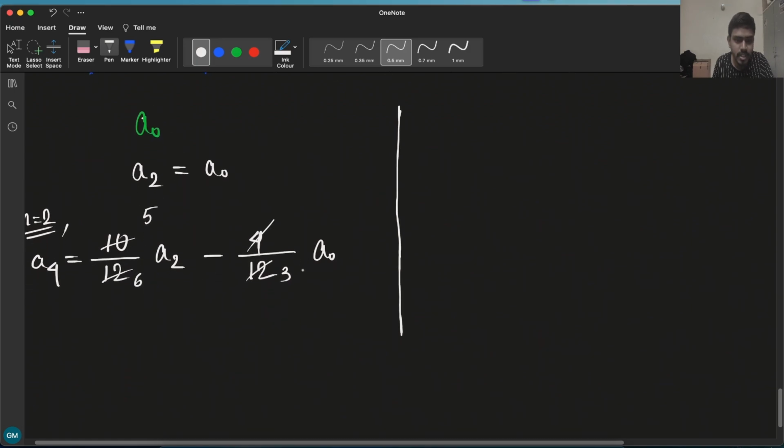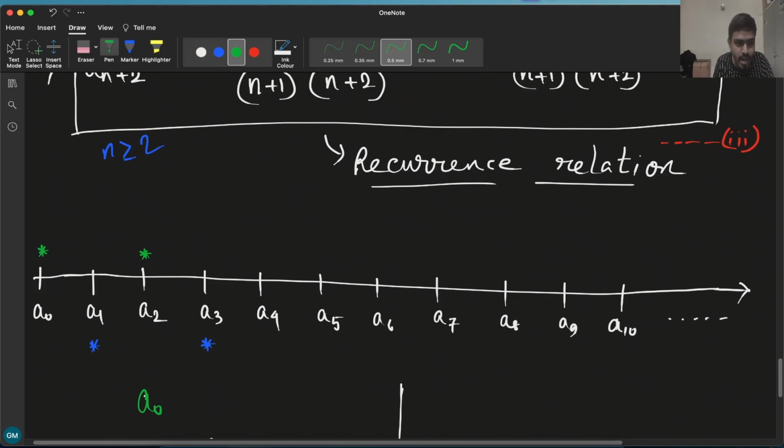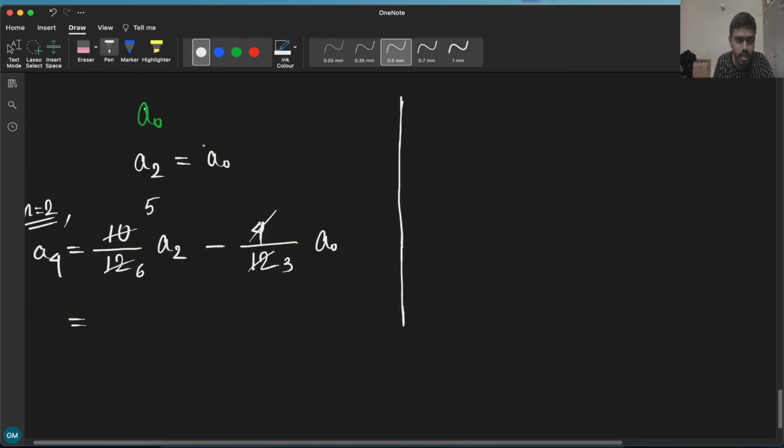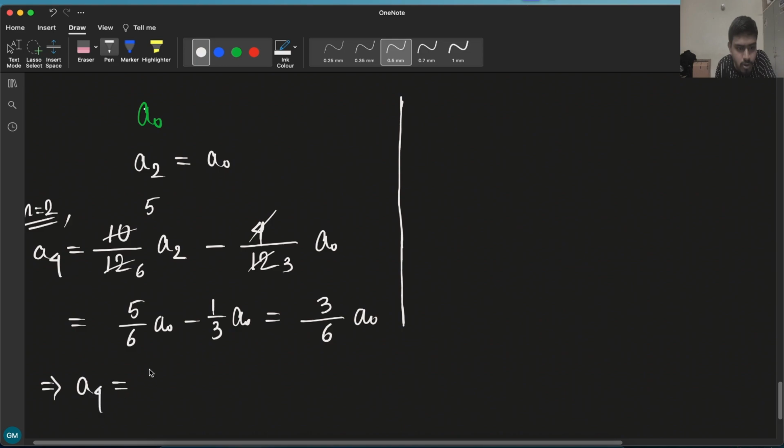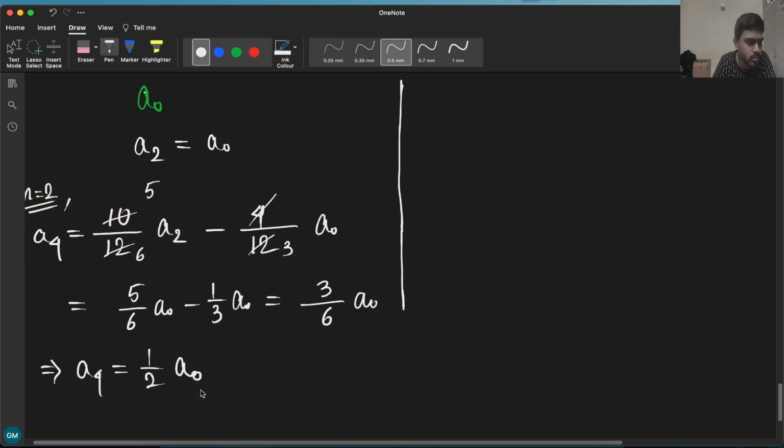Now what we know is a2 is a0, right? So what we got here is interesting: we got a4 in terms of a2 and a0. Now if I write a2 equals a0 here, then it will be 5 by 6 a0 minus 1 by 3 a0, which is 5 minus 2 divided by 6 a0. 5 minus 2 is 3, which is half. So basically a4 equals half a0. Good.